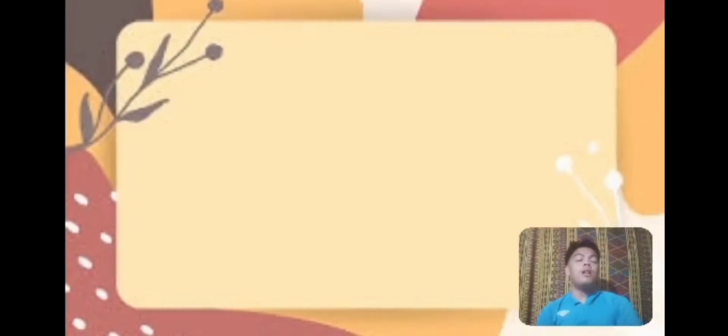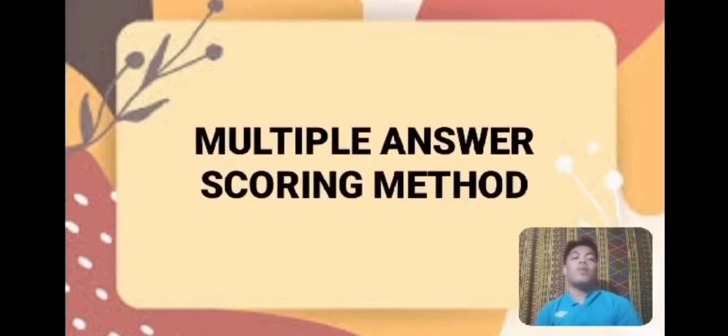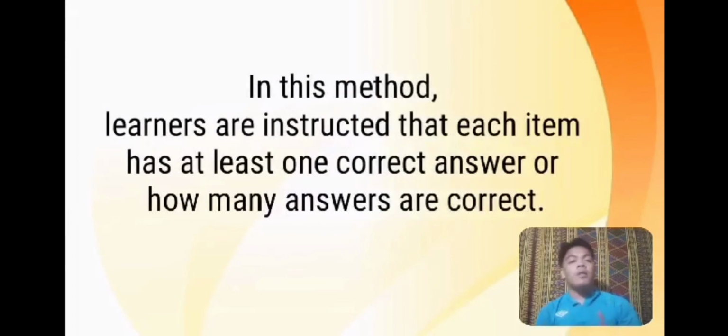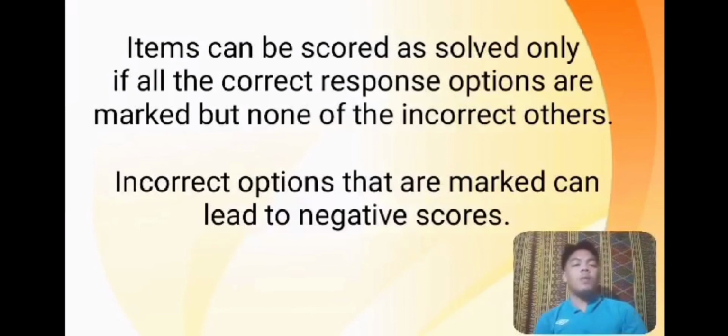And now, let's move to the other method, which is the multiple answer scoring method. The multiple answer scoring method allows learners to have multiple answers for each item. In this method, learners are instructed that each item has at least one correct answer, or how many answers are correct. Items can be scored as solved only if all the correct response options are marked, but none of the incorrect ones. Incorrect options that are marked can lead to negative scores.